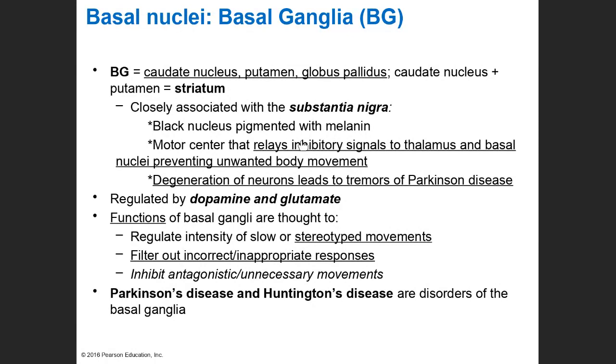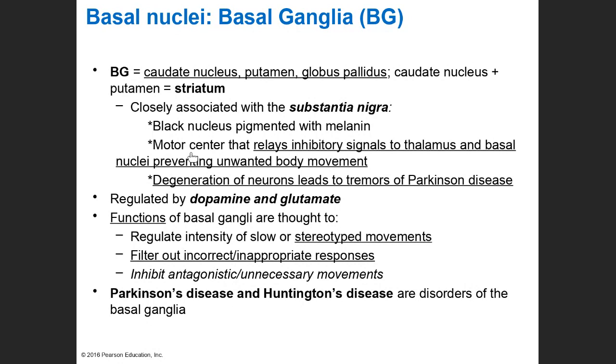It makes melanin. So this part of the brain, if you're dissecting the brain, you can actually see it's darker. It has a dark color to it because there's pigment in there, melanin. Now, what's important about this substantia nigra? Well, we're dealing with motor function here, and this is going to come into play again when we talk about Parkinson's disease and Huntington's disease.